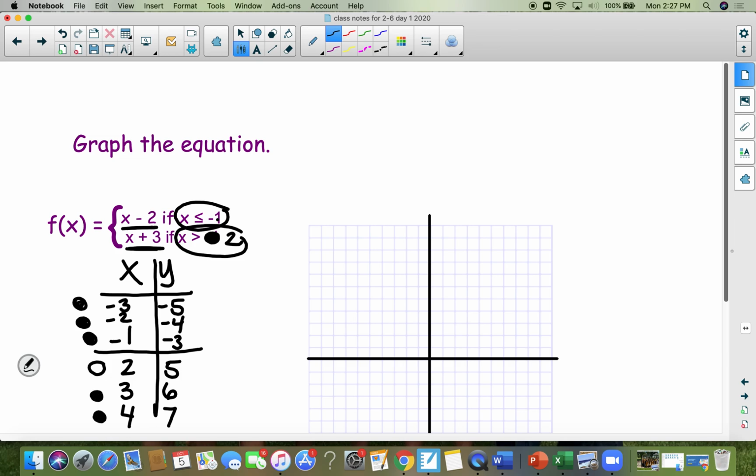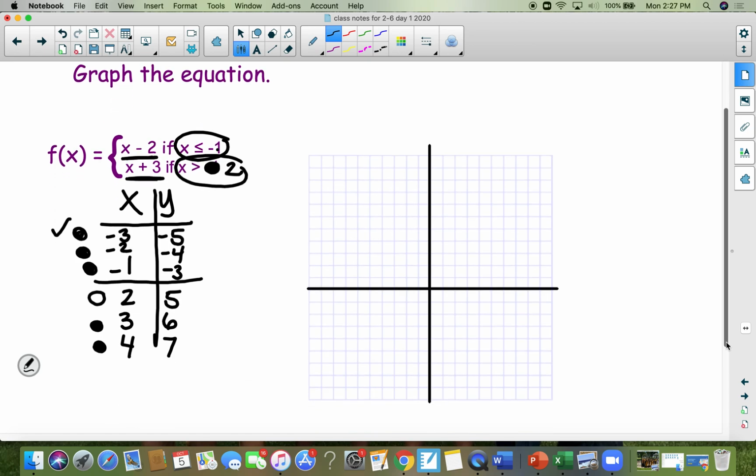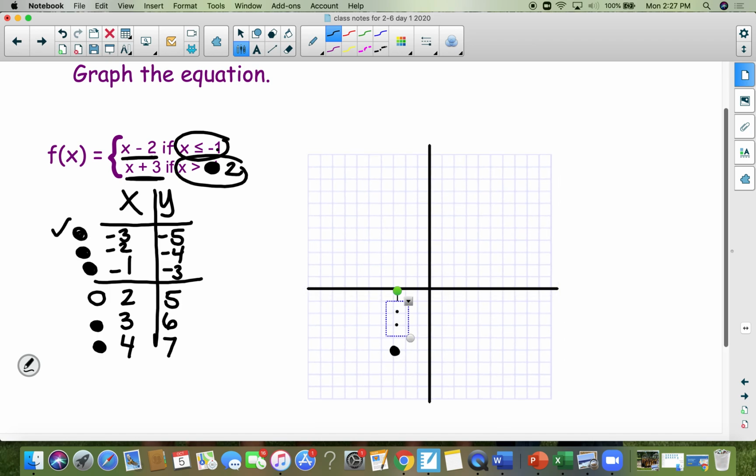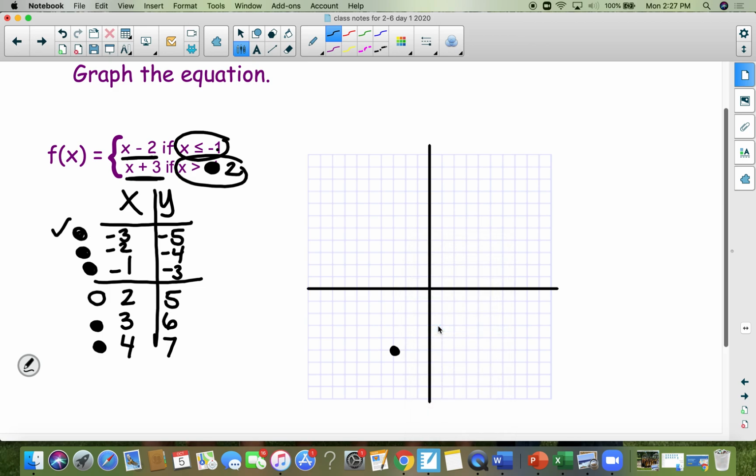Now we're going to plot our points, and we're going to use this key to help us. At negative 3, negative 5, 1, 2, 3, 4, 5, right here, closed circles. These aren't supposed to be there. At negative 2, negative 4, and negative 1, negative 3.